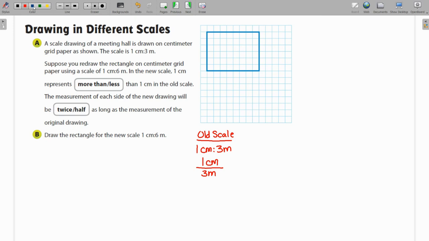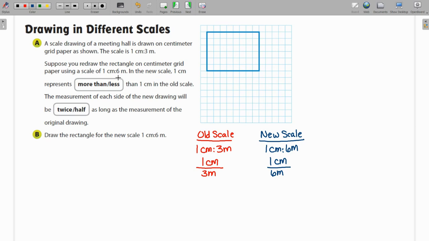Now, in our second part, we have a new scale. I'm going to write that here in blue. So we have new scale. And we're told that in our new scale, we have 1 centimeter of drawing length for every 6 meters of real life. So we can translate this into ratio form. For every 1 centimeter of drawing length, we have 6 meters of actual length, like so.